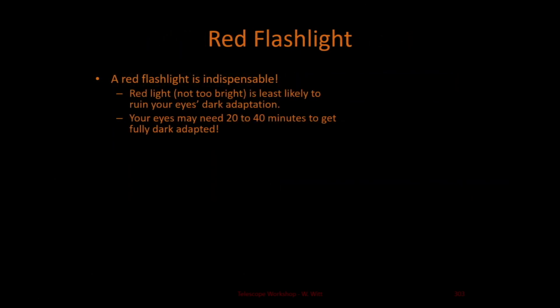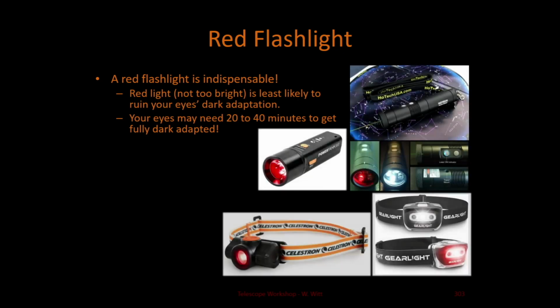Speaking of flashlights, they're really indispensable, right? Red light, not too bright, because you don't want to ruin your eye's dark adaptation. It's not just the pupil getting bigger. There's some chemical changes that happen in the back of your eye. All that can take 20 to 40 minutes. And exposure to white light, like even your phone screen, wipes it out in a second. Okay? And then you have to start from scratch. So a lot of being able to see well in the dark through telescopes is your eyes being properly adapted. And so you definitely want some nice red flashlights to look around.